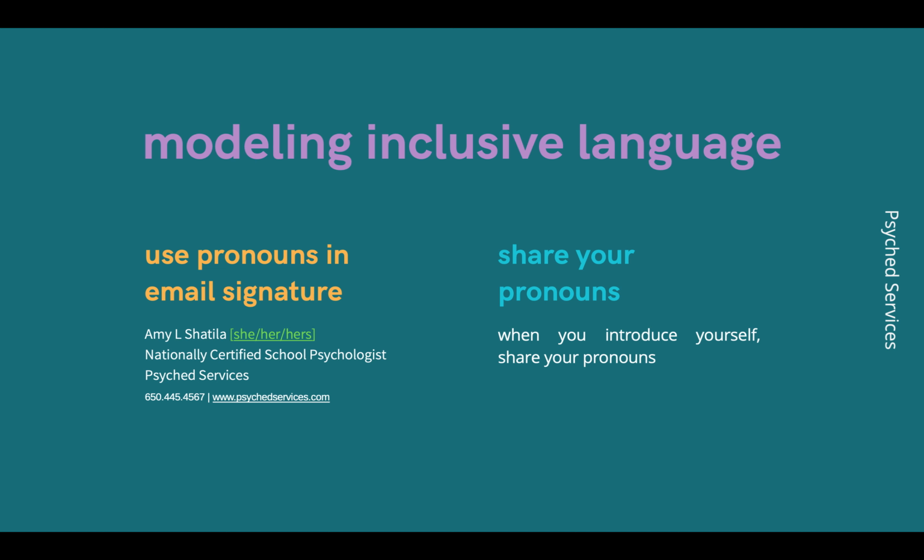Okay, modeling inclusive language. This can be really intimidating. Thinking about how do I just go in and start modeling gender inclusivity in my day-to-day language. So let's talk about some of the easiest ways to do that and some quick updates or changes that you may or may not already be using that will model inclusive language. The first is using your pronouns in your email signature. Super quick and easy. You just go in to whatever email platform you're using and you add those pronouns at the end. I used mine as an example.